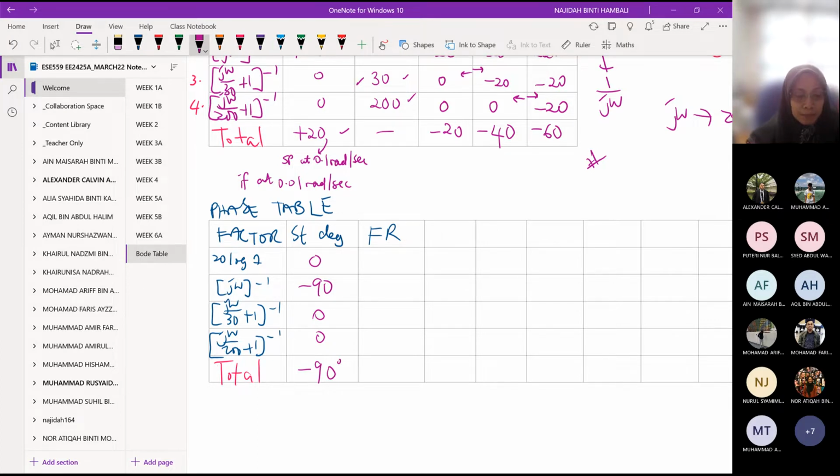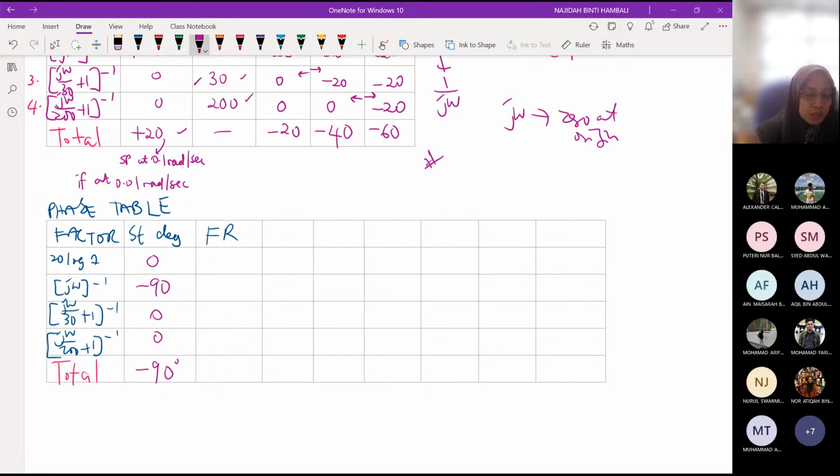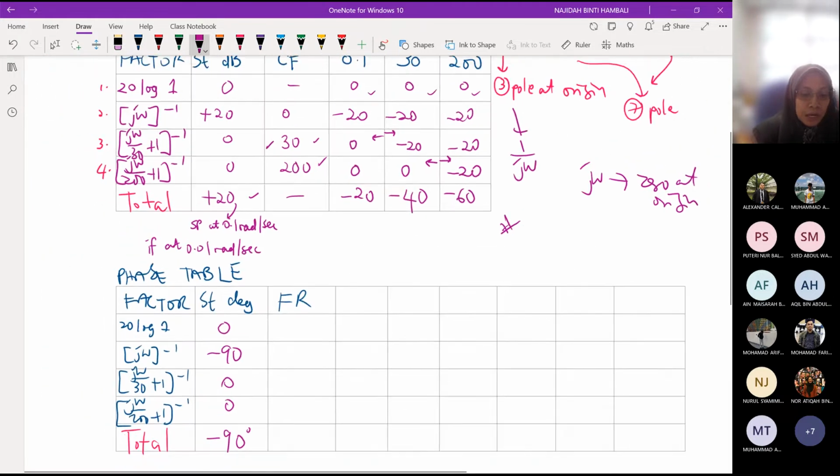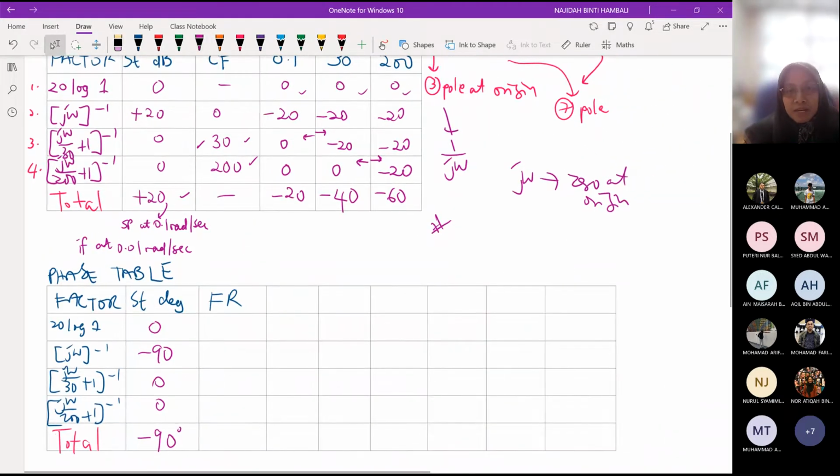Okay, next, let's determine the frequency range. We check the function or the factor that has a non-zero cutoff frequency, which is these two only. Because for the others, the cutoff frequency is at 0. When you extend 1 decade after, 1 decade before, it will become zero. So, for constant and pole at origin, there is no frequency range. It does not have a frequency range.